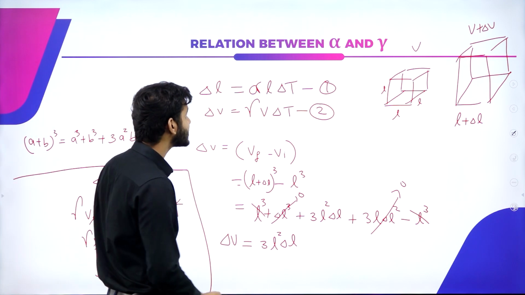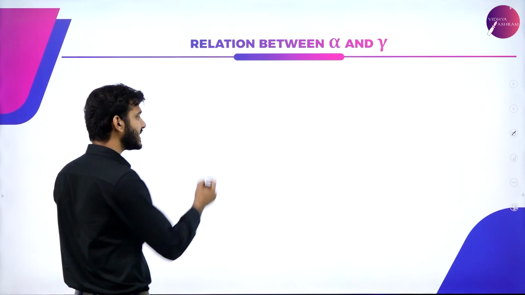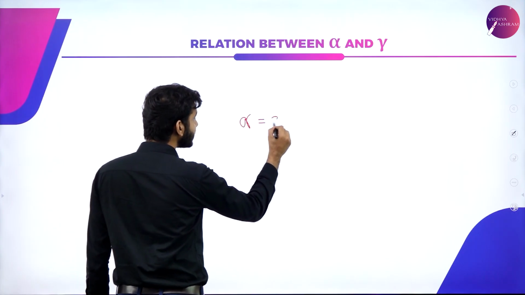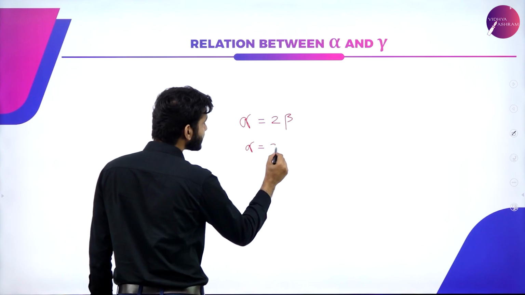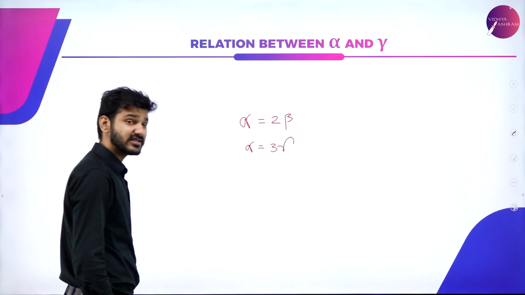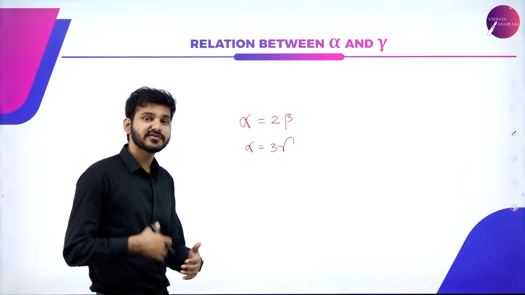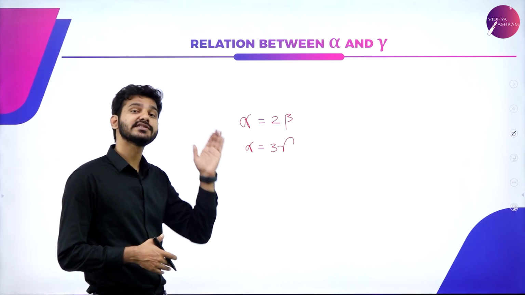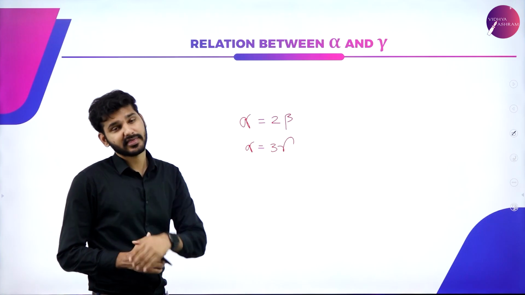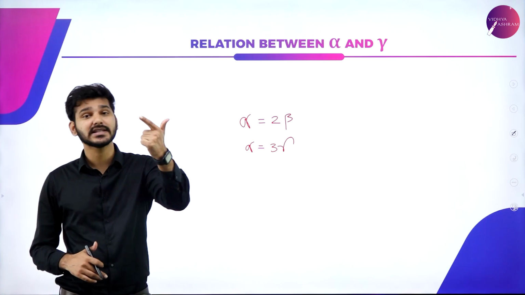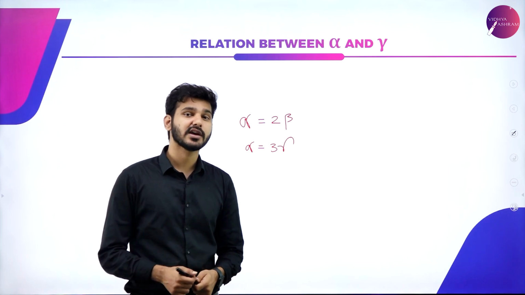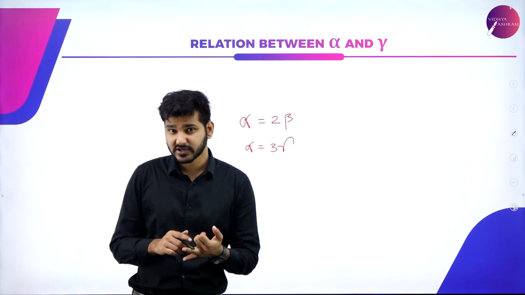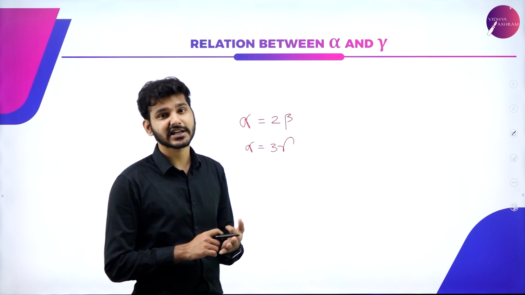So we proved that beta is equal to 2 times alpha and gamma is equal to 3 times alpha, or simply the ratios will be in the order of 1:2:3, and that is the relation between alpha, beta and gamma. So I hope you have understood everything about what expansion is, temperature scales, and what temperature exactly is.